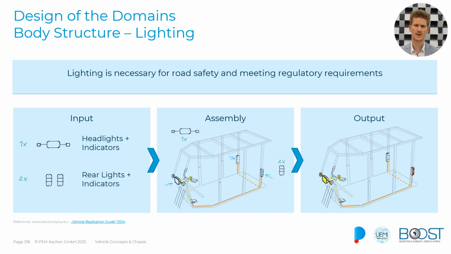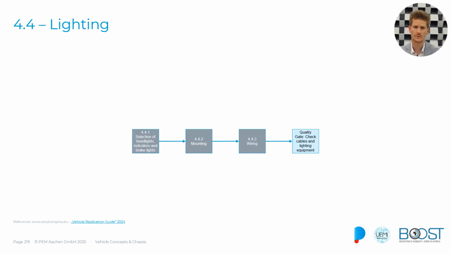The next domain we're going to look at is the body structural lighting. Well, the lighting is necessary obviously for your road safety, so to see and to be seen, and also for regulatory requirements. The input here will be some headlights and indicators and some rear lights and indicators, and they will be mounted onto the vehicle. So this is what we will have as our output then. Now the process is very straightforward. We will select some headlights and indicators and brake lights, mount them, and then wire them up.